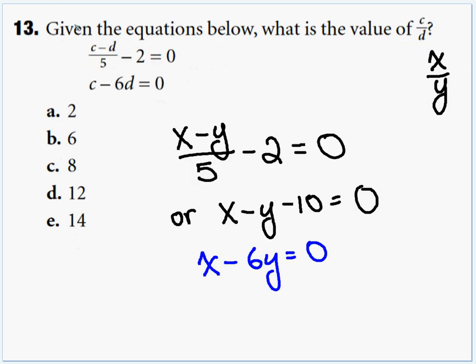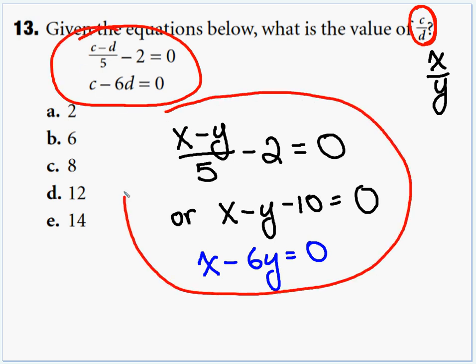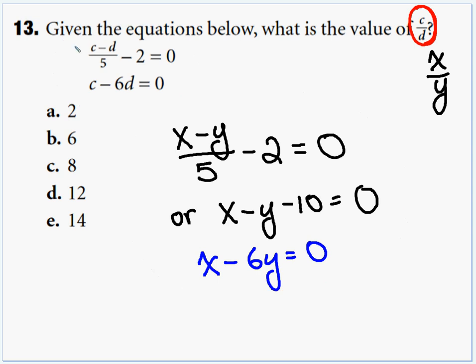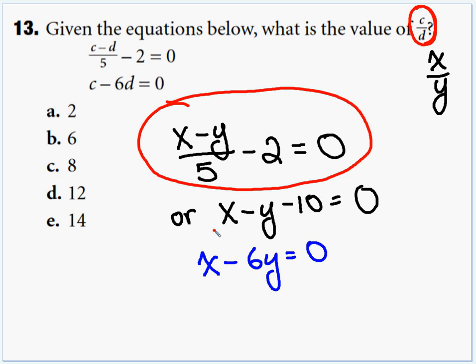All right, here's another one. Given the equations below, now they're trying to throw us a curveball. They're saying, what is C divided by D? I'm going to use x instead of c and y instead of d. So these equations here, I have changed into these equations. Again, I used x and y instead of c and d because x and y are good buttons to use on the calculator. And in this first one here, I multiplied through by 5, so I got xy minus 10 is equal to 0. And the second equation I basically just left alone.